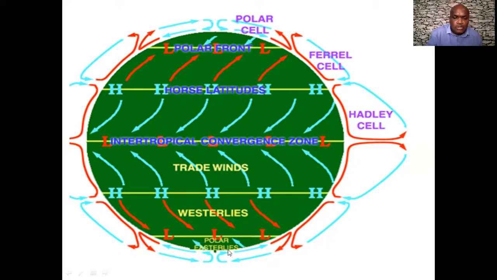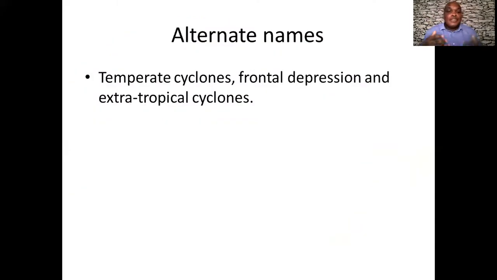They meet with the what? With the polar easterlies. The polar easterlies are from 90 degrees south. And then that's whereby it meets at the polar front. It's key to understand where they originate. Then mid-latitude cyclones have alternate names. They're also known as temperate cyclones, frontal depression, and extratropical cyclones.